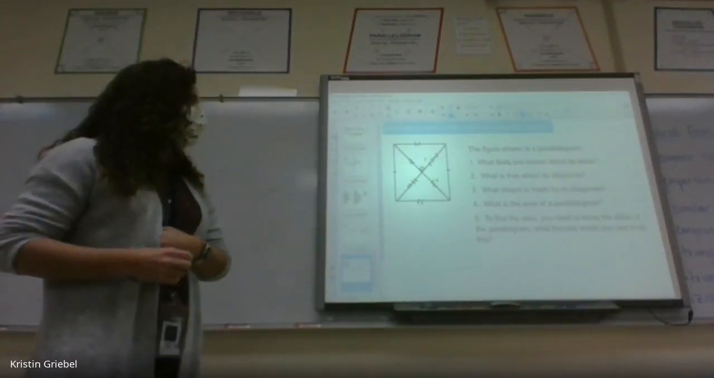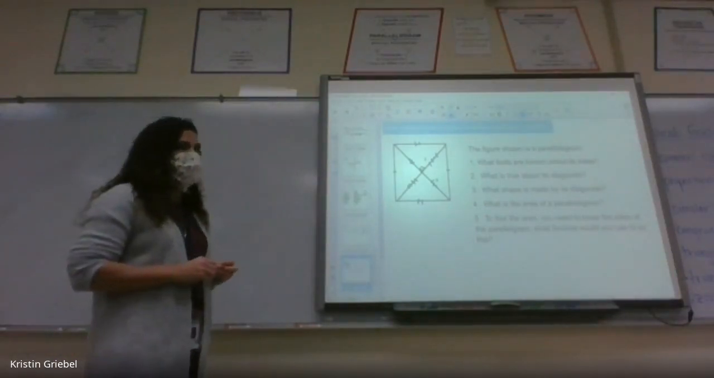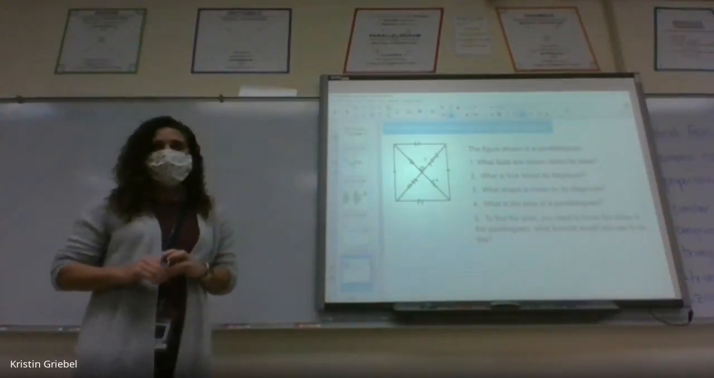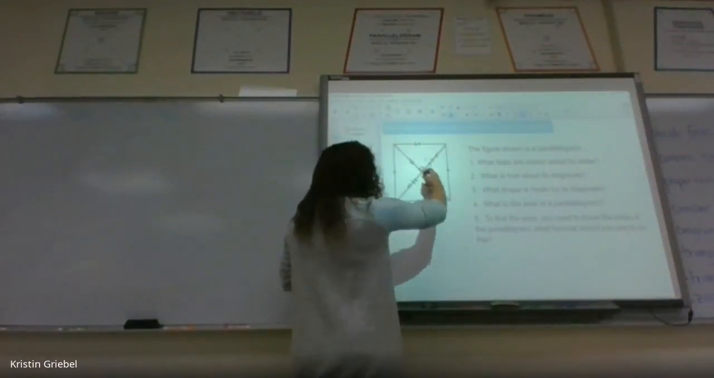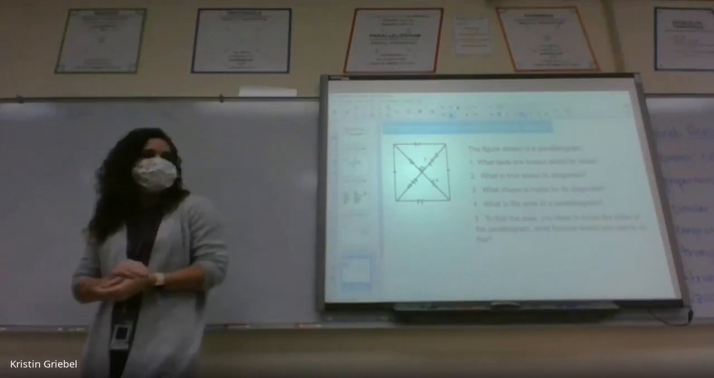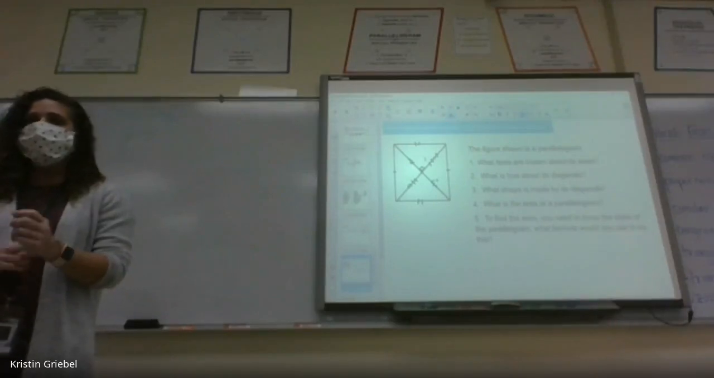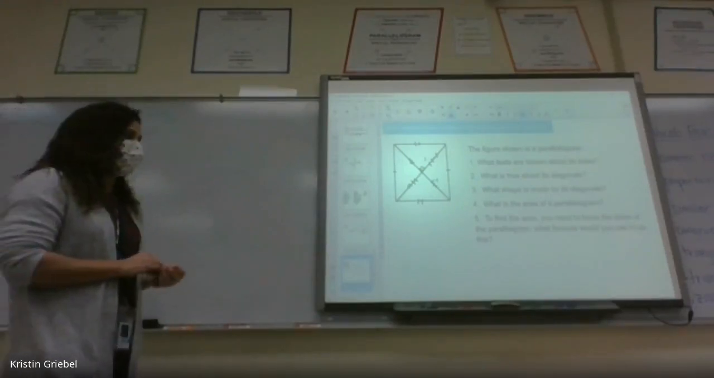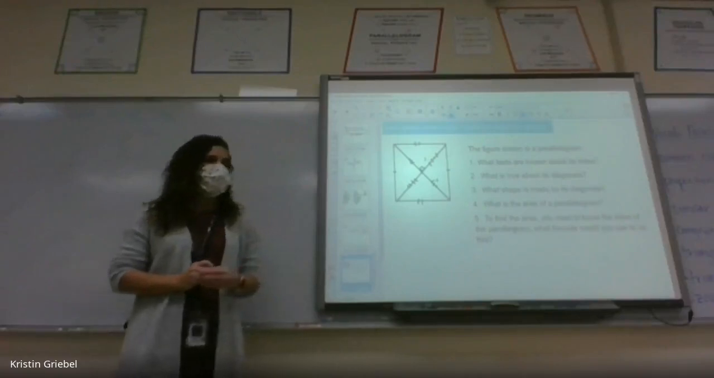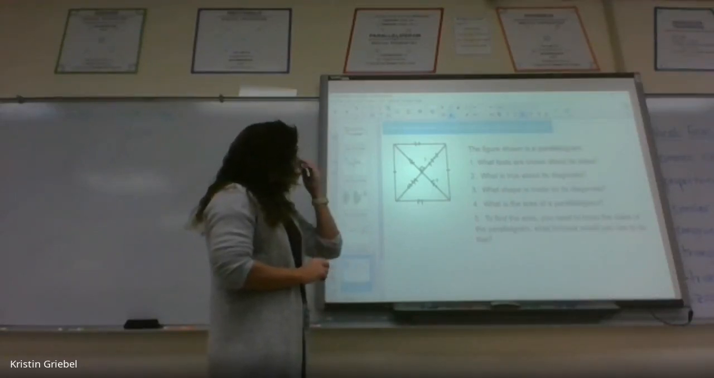All right, what's true about its diagonals? Where are the diagonals? Right, they're inside the shape. They connect the opposite angles together. So here's a diagonal. Here's a diagonal. What's true about them? Well, what do you see marked in there? Nothing? Kira, what do you see marked in there on the diagonals? There's tick marks on the opposite diagonals, which means the opposite diagonals are equal to each other, congruent to each other.